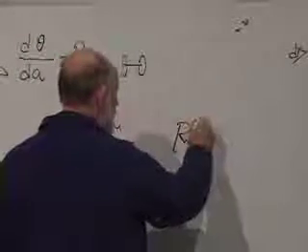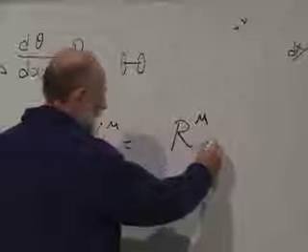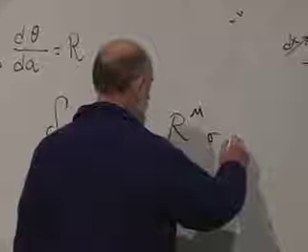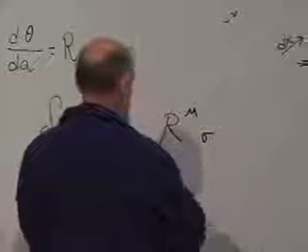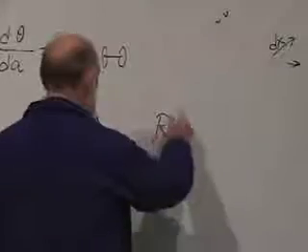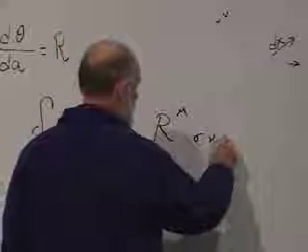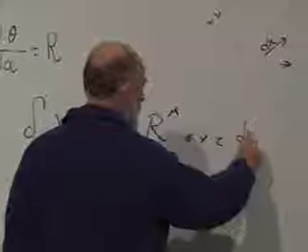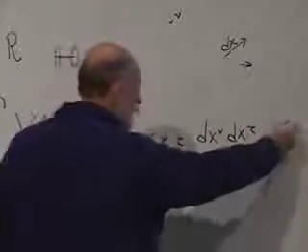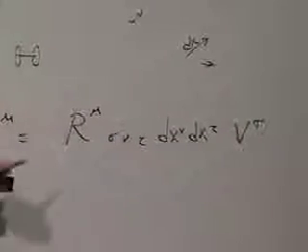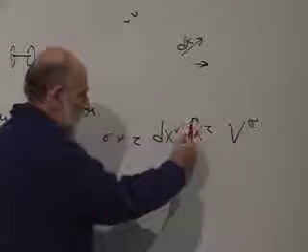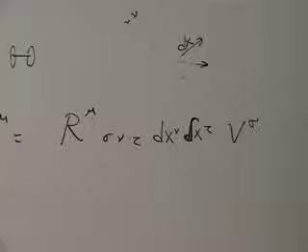It should be R with a mu. Let's call it sigma. Yeah, R. I think I have it right now because delta x tau.